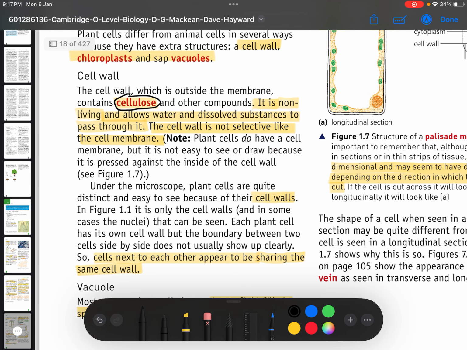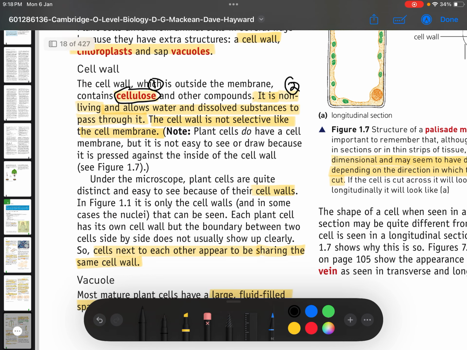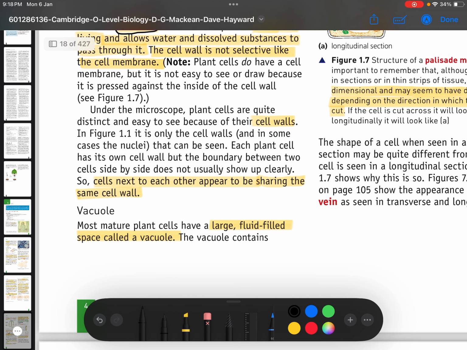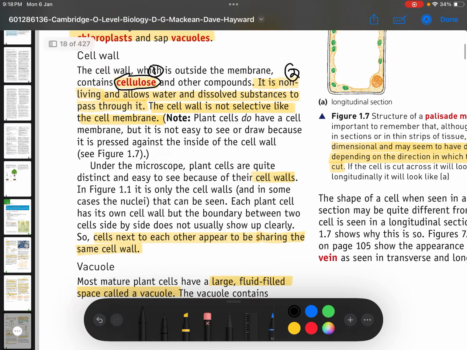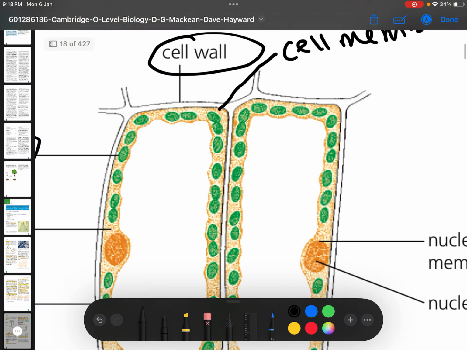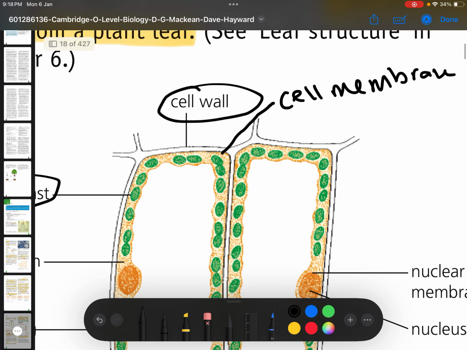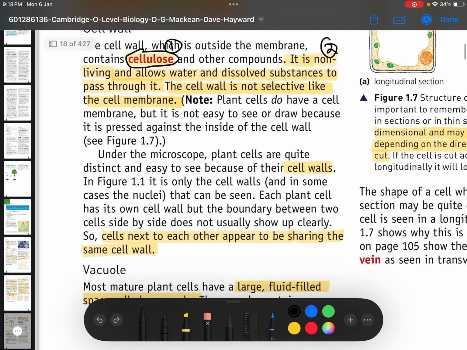Number one, that it's made up of cellulose. Number two, that's a non-living structure which allows all the substances to pass in and out of it, and it's not selective like the cell membrane. As they have also stated, under the microscope, the cell wall is easily identified because it's one more structure outside. In a plant cell, the cell membrane is comparatively difficult to identify as it's very thin. But since the cell wall is so thick, it's comparatively much easier to identify.